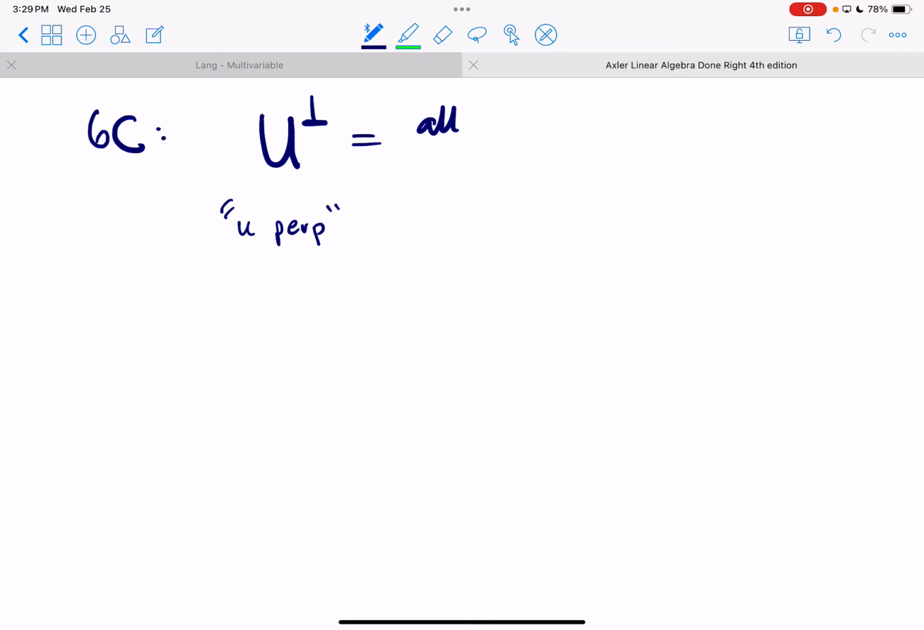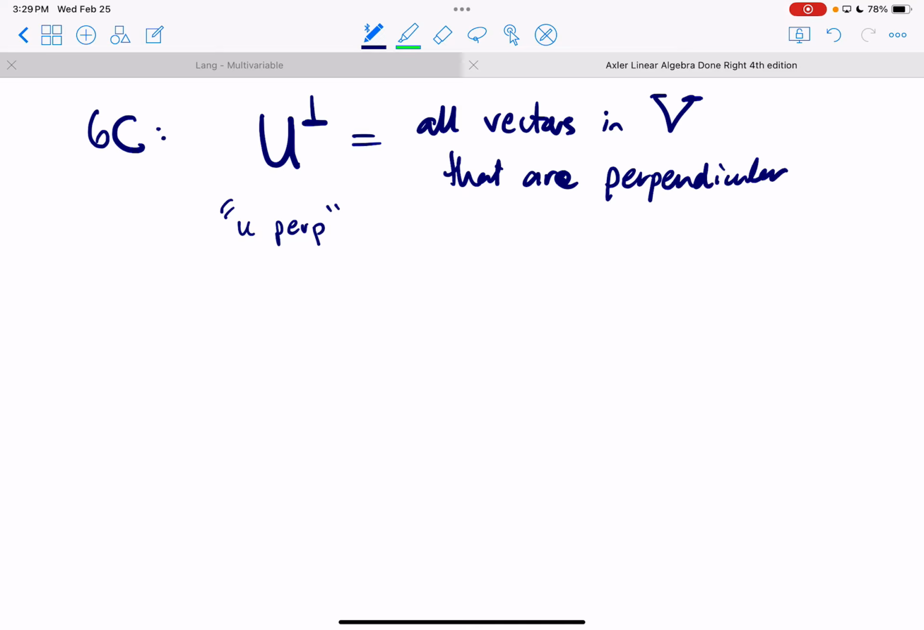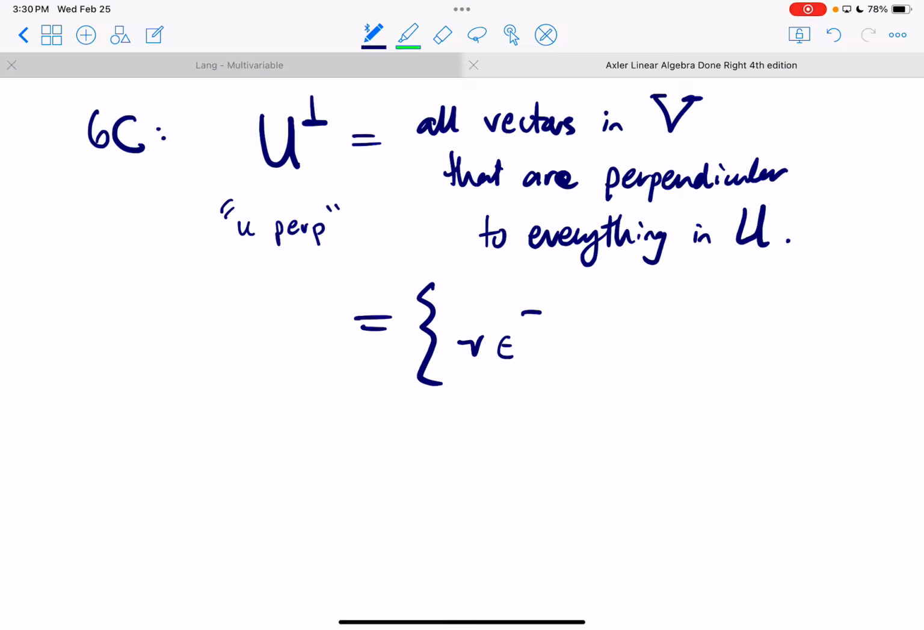All vectors in V that are perpendicular, and here's what I would add, to everything in U. To everything in the subspace U. So as a set, we could say all the v's in V such that <u, v> equals 0 for all u in big U. Yeah, as a set.